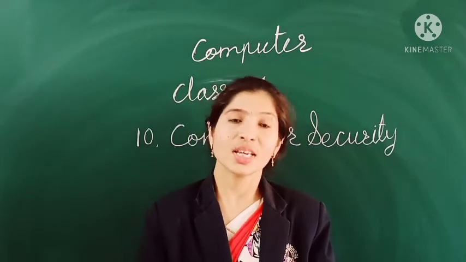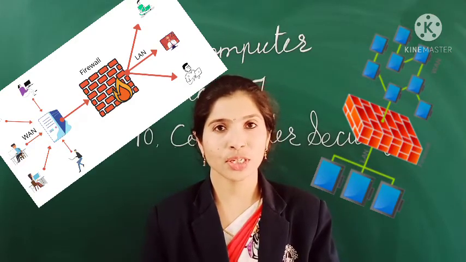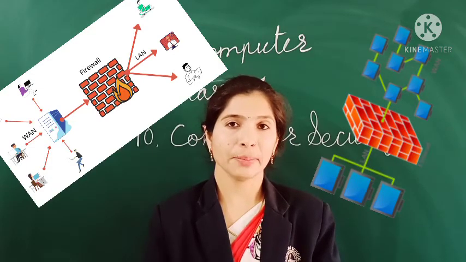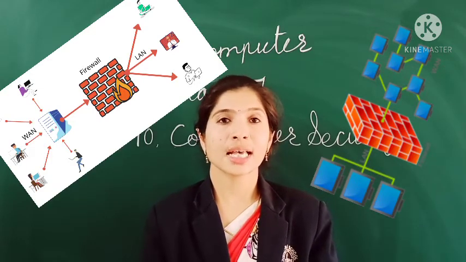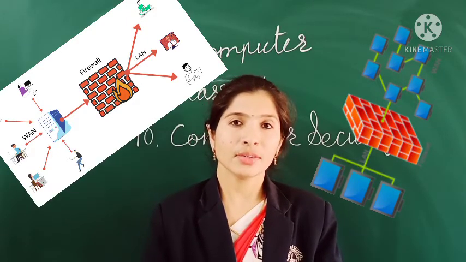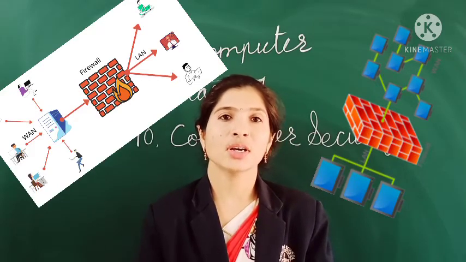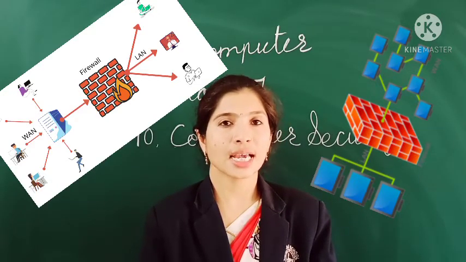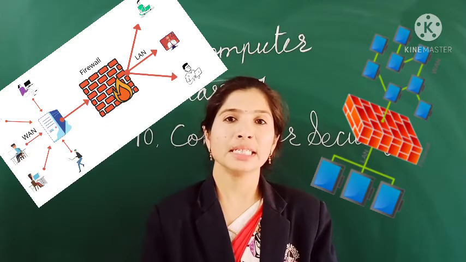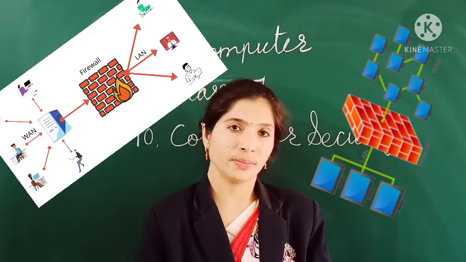Now we are going to see firewall. A firewall is a special security program that acts like a gatekeeper and prevents unauthorized access to a computer network system. A firewall inspects every data packet that arrives at a network and decides on the basis of a set of predefined rules whether to let it pass or not.